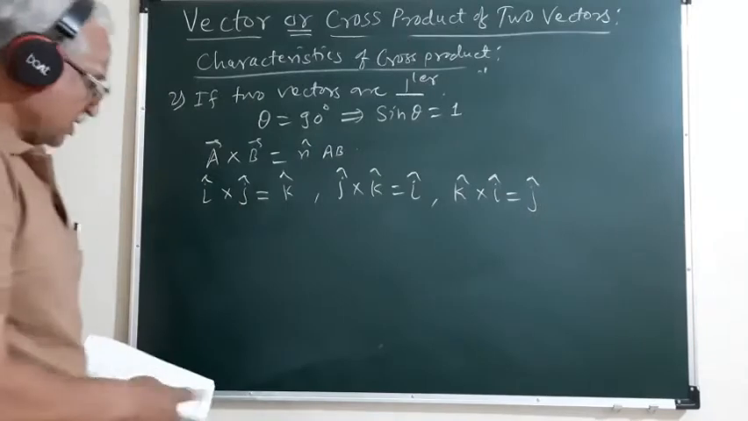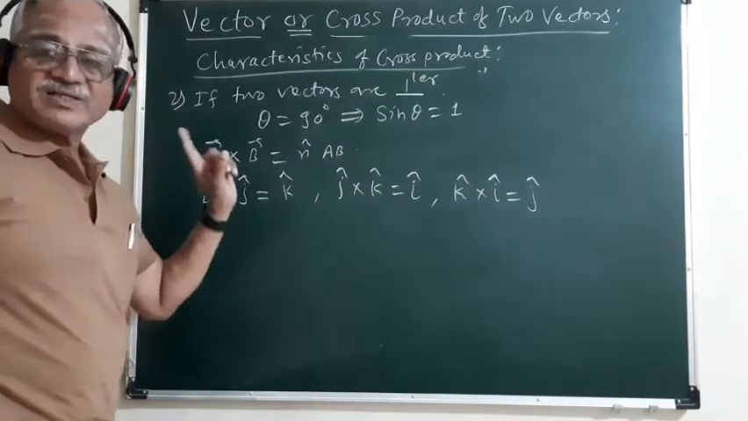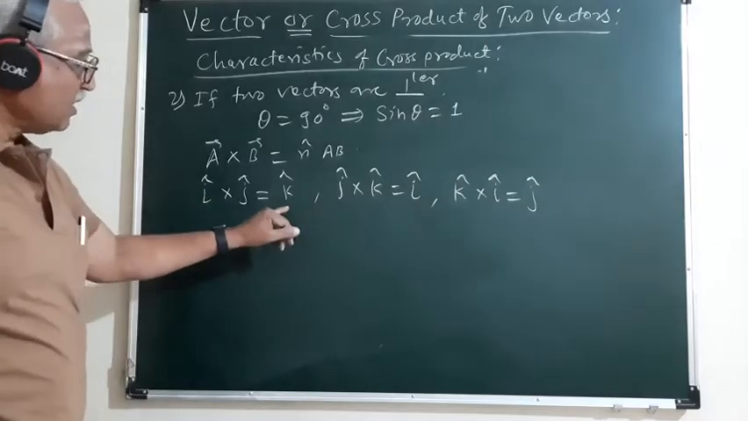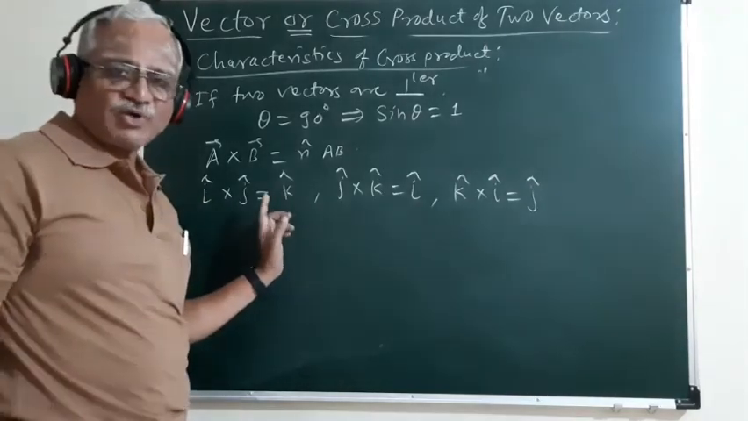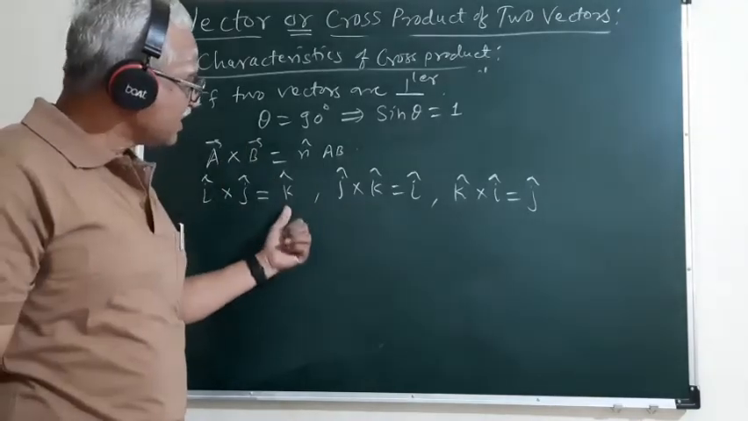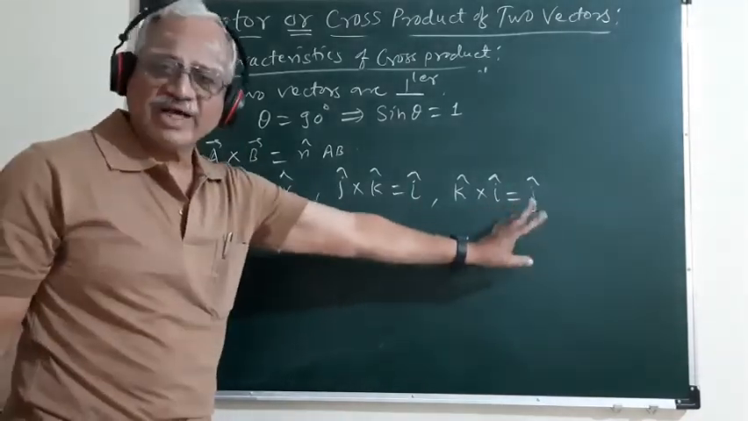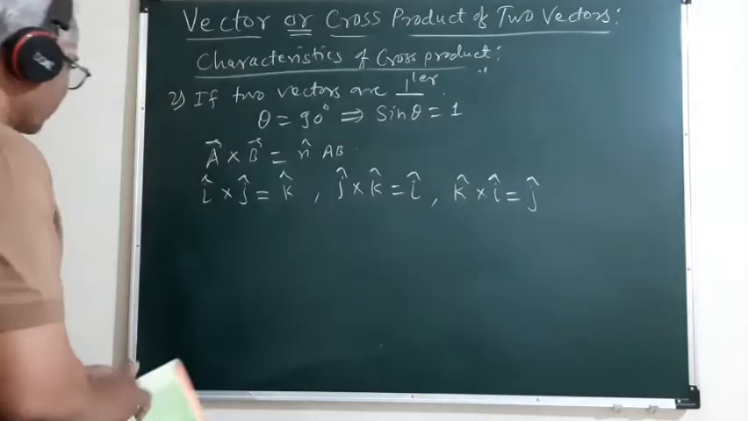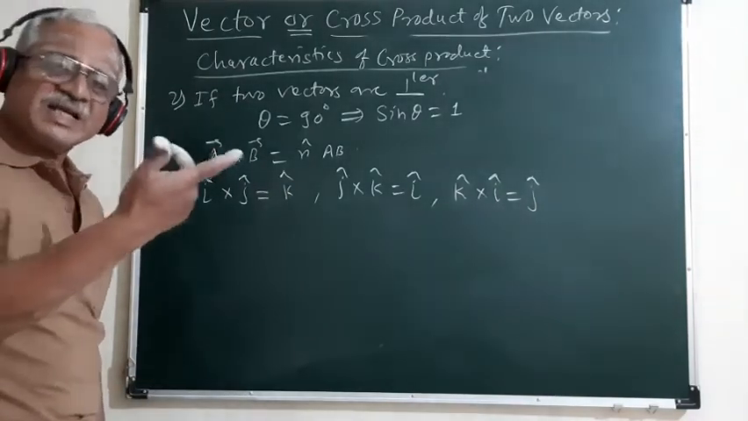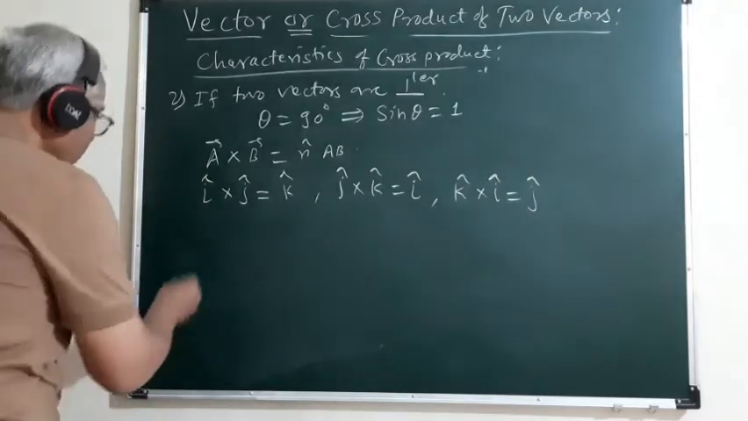So that is how, if we maintain the cyclic order of these unit vectors, then the resultant representing the cross product will be directed in the positive directions of z axis, x axis and y axis respectively. However, if the cyclic order of these unit vectors is reversed, what will happen?